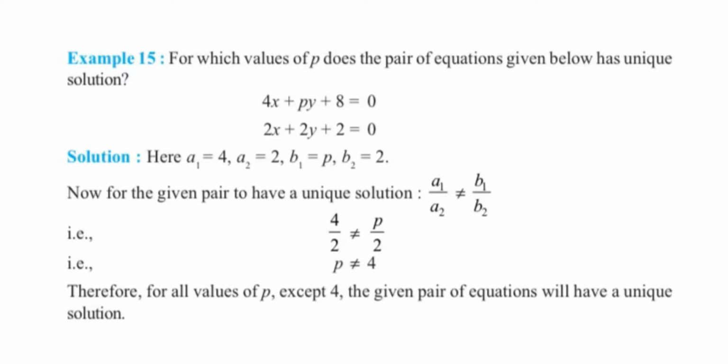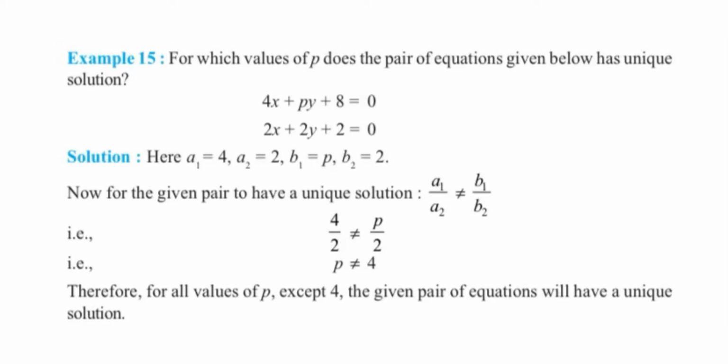Example 15. For which values of p does the pair of equations given below have a unique solution? The equations are 4x plus py plus 8 is equal to 0 and 2x plus 2y plus 2 is equal to 0. Now, here it is given that the equations are having a unique solution, that is only one solution, and for the equations having a unique solution the condition is a1 upon a2 is not equal to b1 upon b2. So, first of all let us find a1, a2 and b1, b2.